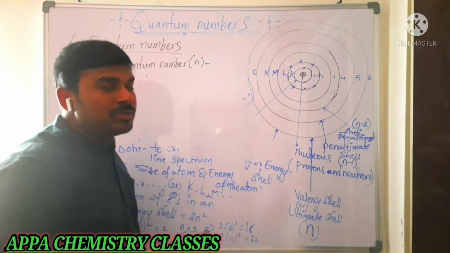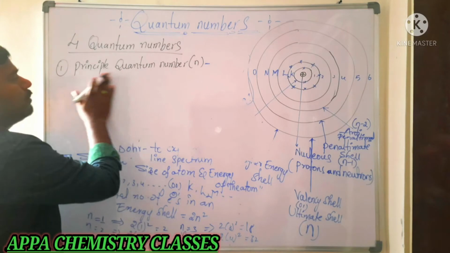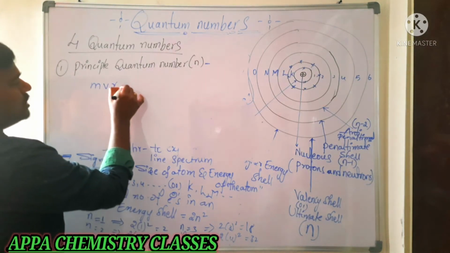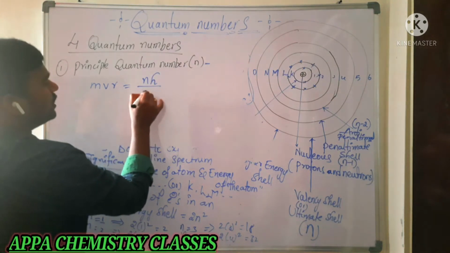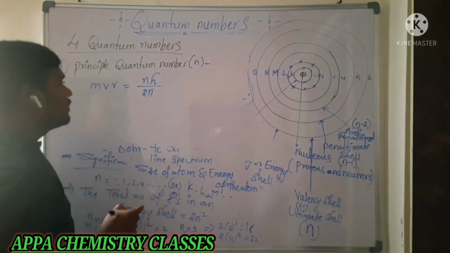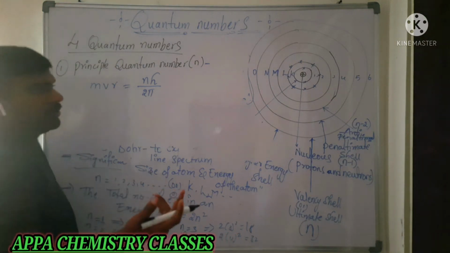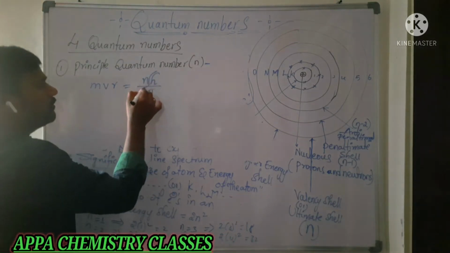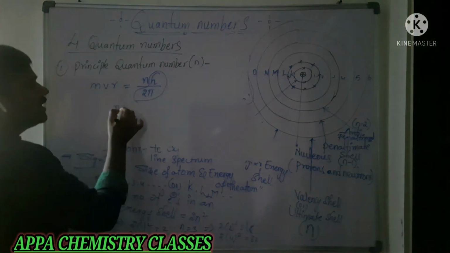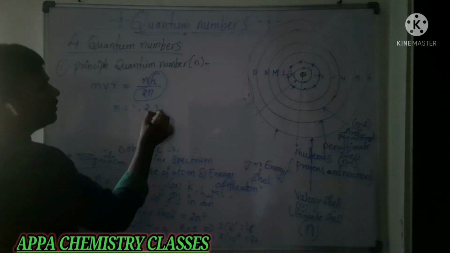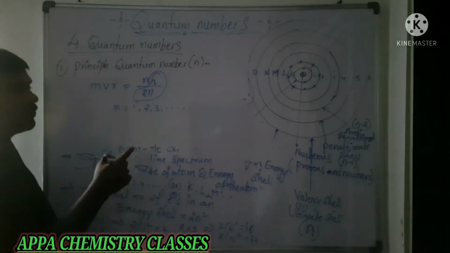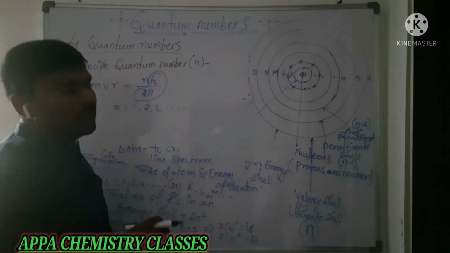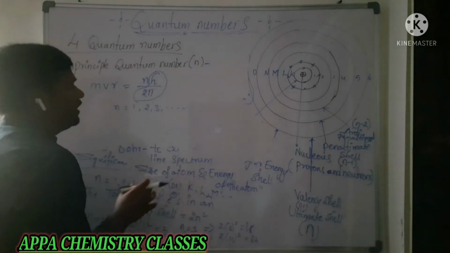Now, in which orbit will the electron revolve? The orbit whose angular momentum must be an integral multiple of h by 2 pi. The electron will revolve around the nucleus in the orbit whose angular momentum is an integral multiple of h by 2 pi. Here, what is n? It is an integer: 1, 2, 3, and so on. n equal to 1 indicates the first energy cell. n equal to 2 indicates the second energy cell, like that. Is that clear? That is very important.